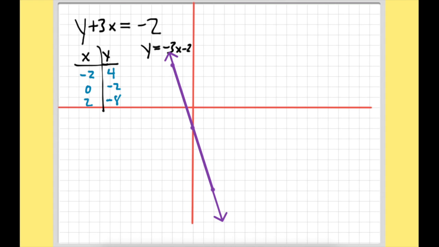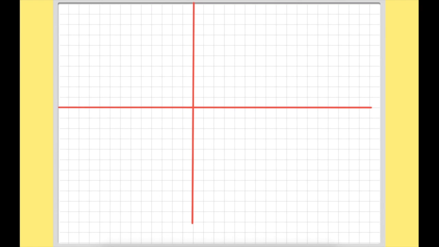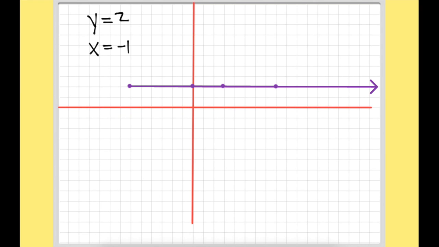Alright, let's do one more problem. We're going to graph two equations. Y equals 2 and x equals negative 1. Now these look different because, first of all, they're separate equations, and they each only have one variable in them. So let's think about y equals 2. Y equals 2 is a line that's going to include every point on the graph that has a y value of 2. For instance, 0, 2, and 3, 2, and 8, 2, and negative 6, 2. All of those points have a y value of 2.